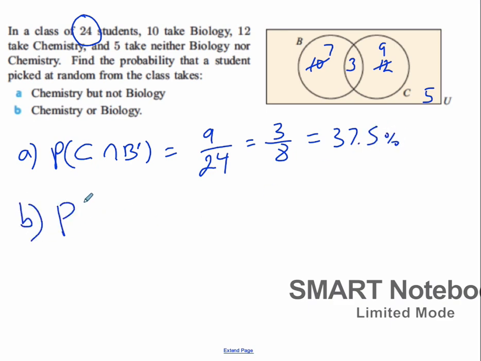Chemistry or biology. So that's how you write that. Chemistry or biology equals, now this is union, so we just add up all these things in the middle, and we get 19 out of 24, which is probably 80-something percent.